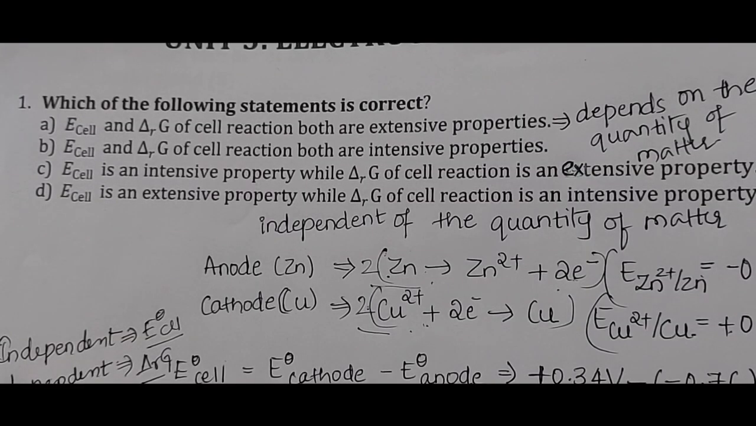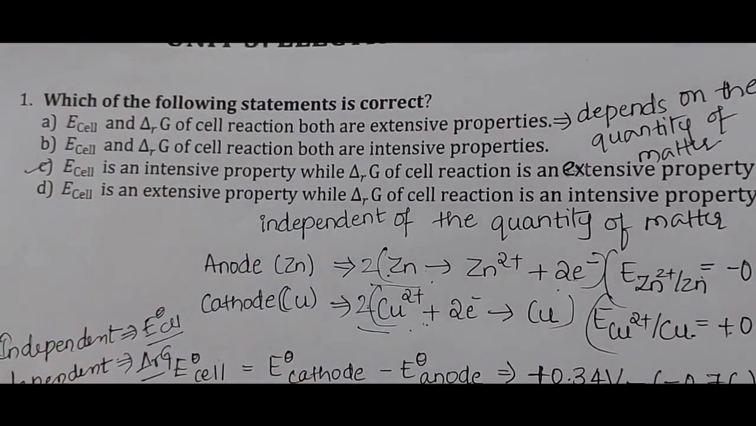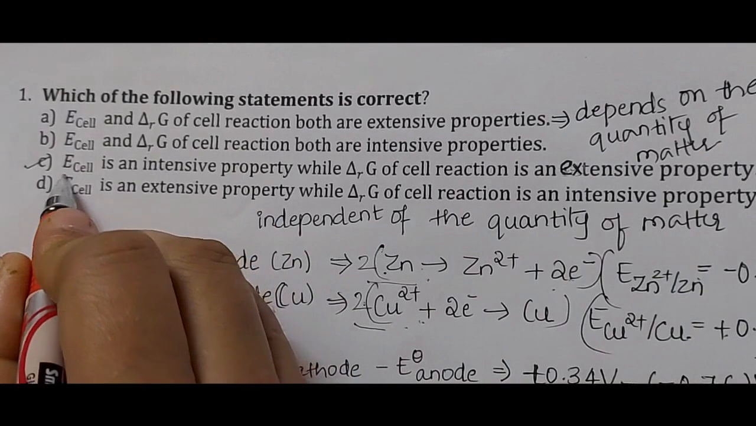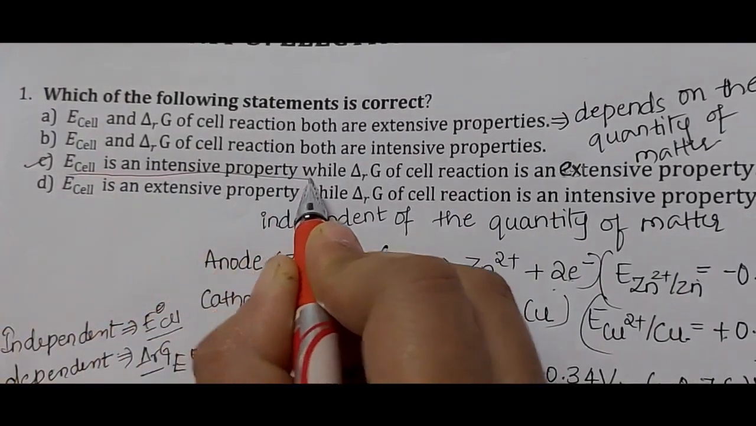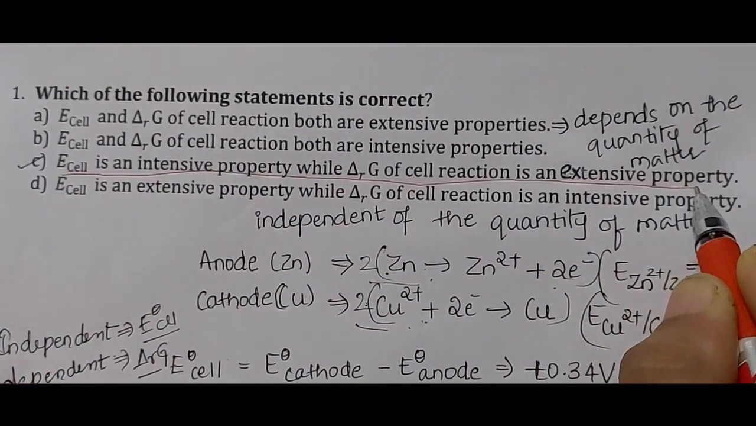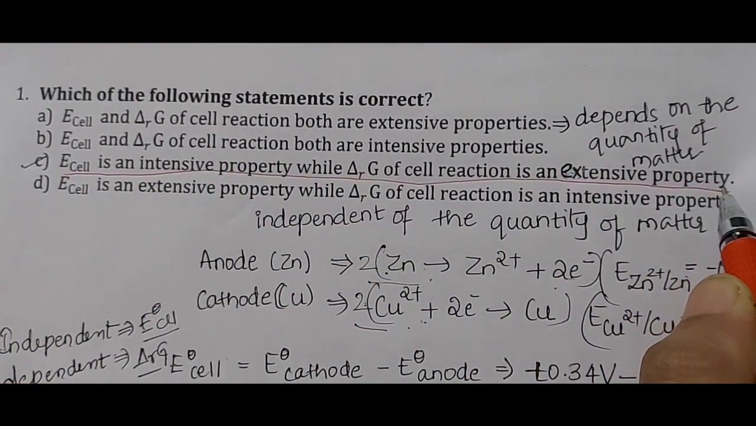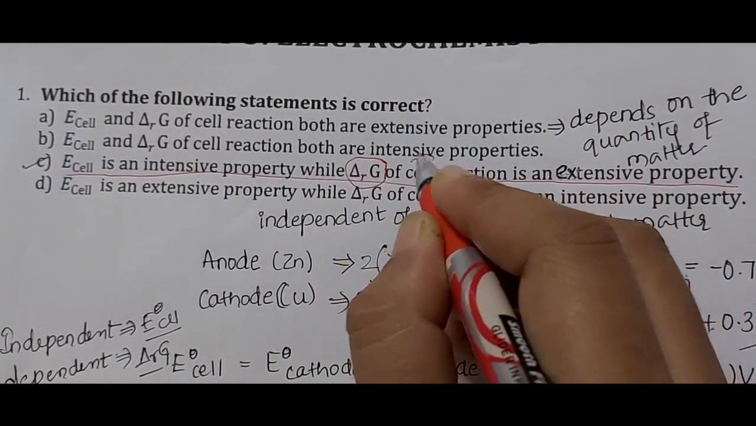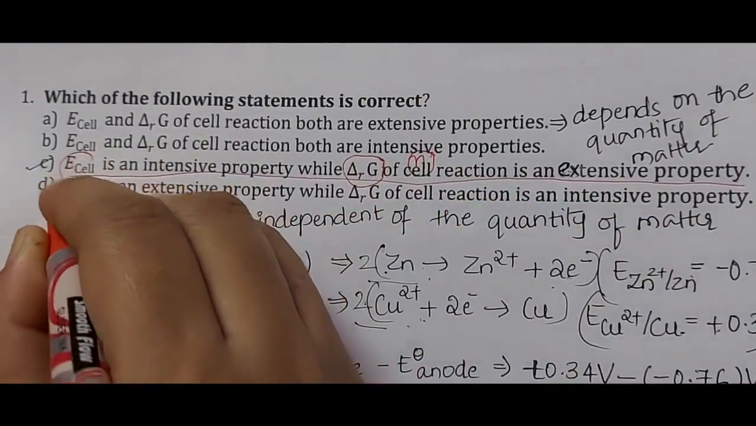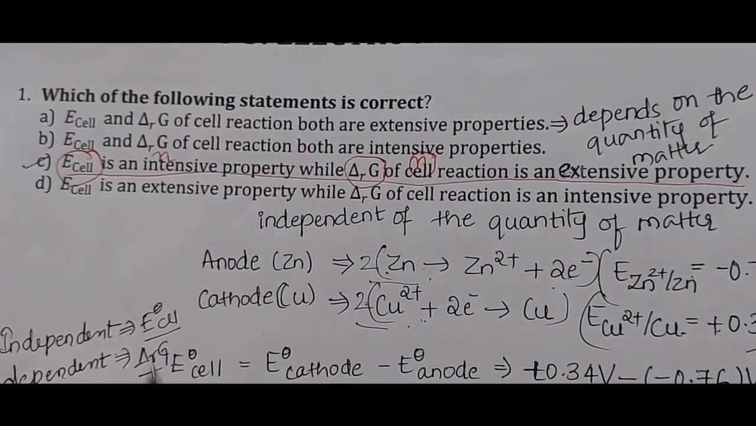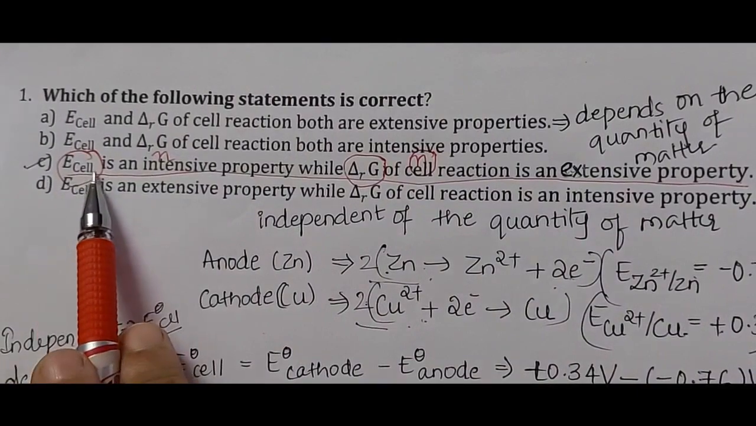Thus, the correct answer is option C, which says that E cell is an intensive property while delta RG of a cell reaction is an extensive property, because delta RG depends on N value, whereas E cell is independent of N value. So the correct answer for this is option C.